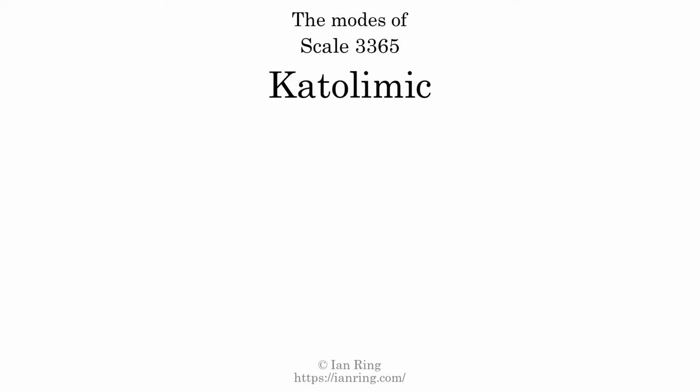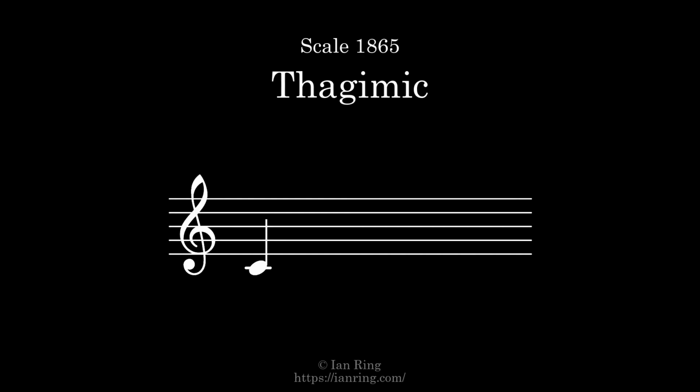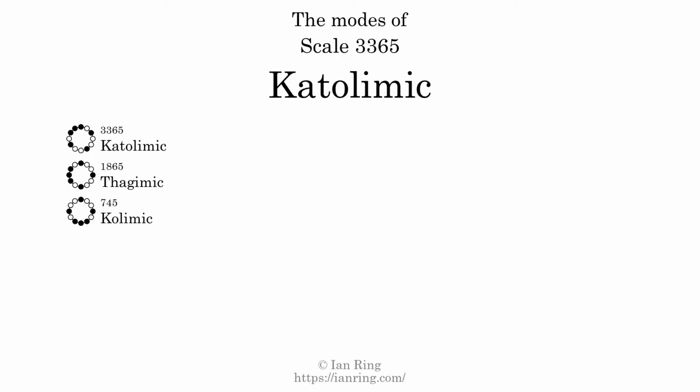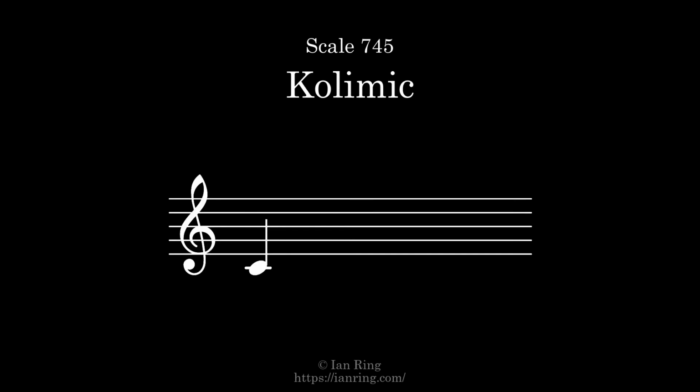This scale has 6 modes. The first mode is itself. The second mode is scale 1865, also known as Katolimic. It sounds like this. The third mode is scale 745, also known as Katolimic. It sounds like this.